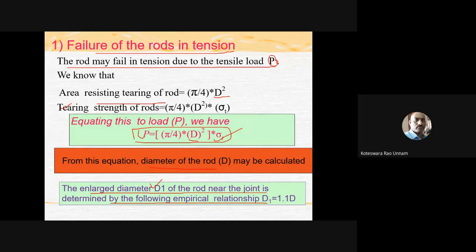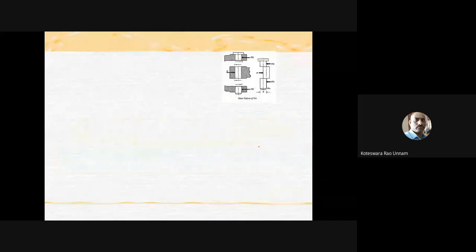Accordingly, we'll discuss the design criteria for these things. The first step is to find the diameter of the rod by considering tensile failure, and the equation for that is π/4 d square into sigma t is equal to P. From that you will get the d value. Once you have this d value, that is the diameter of the rod, you can find the enlarged diameter of the rod by using this empirical relation. The data book has given the same thing, but it has used a different notation, so be careful about that.